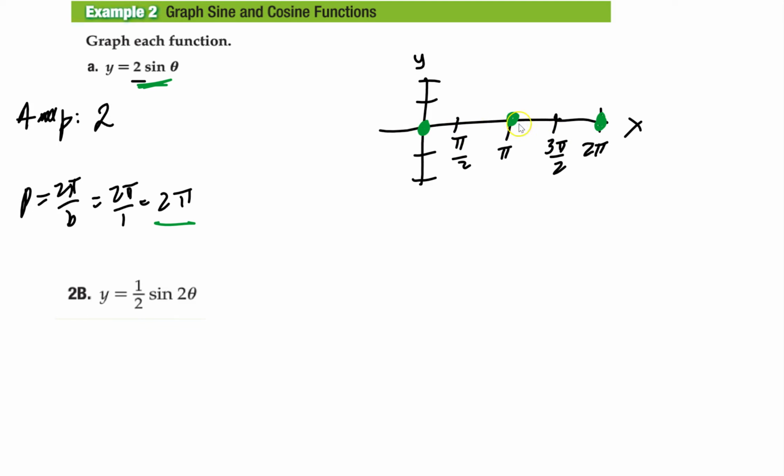And then halfway between these two is my highest point, which in this case is my amplitude of 2. And then halfway between these two is my lowest point, which in this case would be -2. And that's the idea. Just connect them. Again, these go on forever. I can't really draw because it's me and I can't draw. That's the idea.